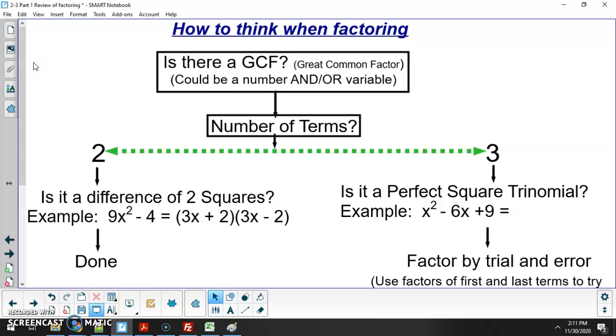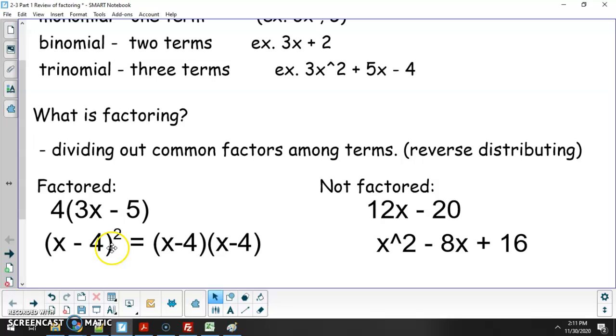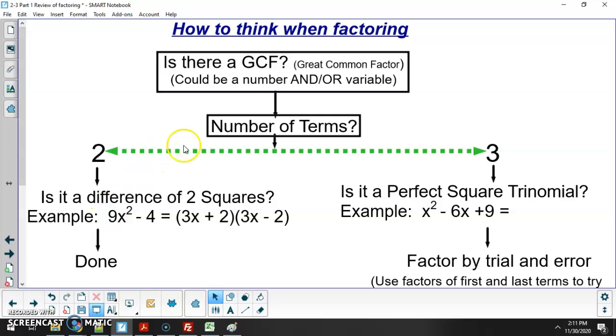So this is how you think when you are factoring in general. You want to work your way down here and just think. The very first question you should ask yourself is, is there a greatest common factor among the terms? If you have a binomial or a trinomial or even 4 terms, there might be a greatest common factor. Like for instance up here, 12x minus 20, the greatest common factor was 4, and I could divide both of these terms by 4. You always want to look for a greatest common factor first.